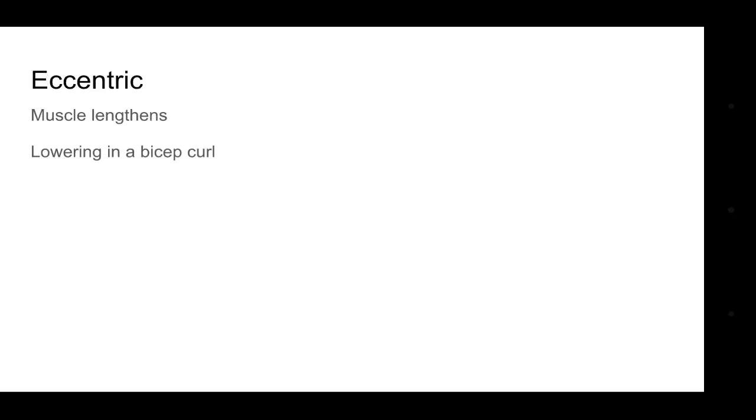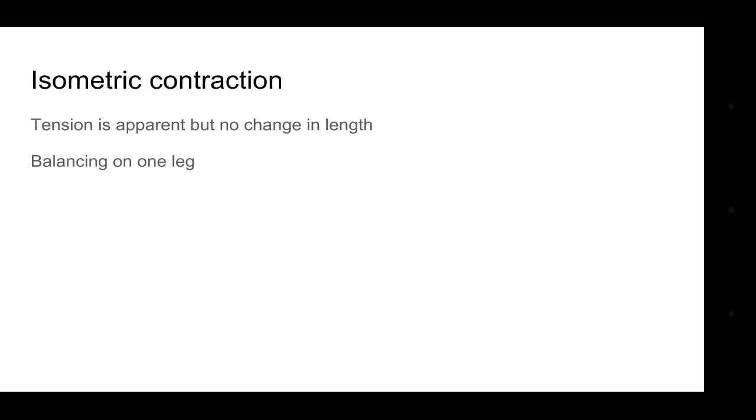Eccentric contraction is where the muscle lengthens during the contraction. An example of this would be when lowering the weight during a bicep curl. The third type is isometric contraction. This is where the tension is created in the muscle, but it doesn't change in length or size. An example of this would be balancing on one leg, and the calf muscle would be the muscle contracting isometrically.